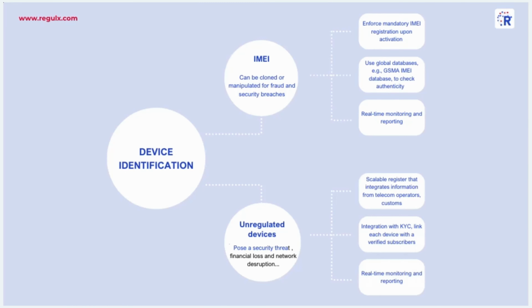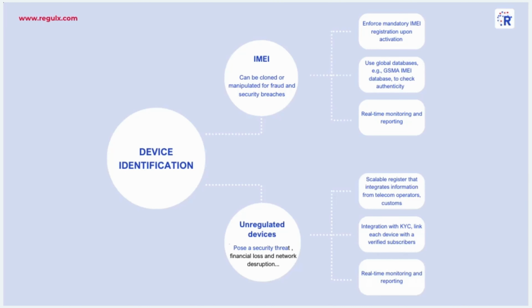To solve these problems, we propose some solutions, starting with this IMEI. The first solution is to enforce mandatory registration of this number upon activation, but to make sure that this number is authentic, you have to use global databases like the GSMA IMEI database to see if this number is authentic or not. Real-time monitoring is also important to make sure that this number is not cloned or on the network, etc.